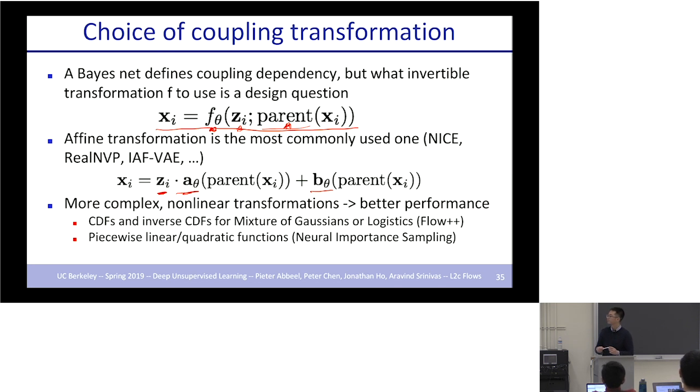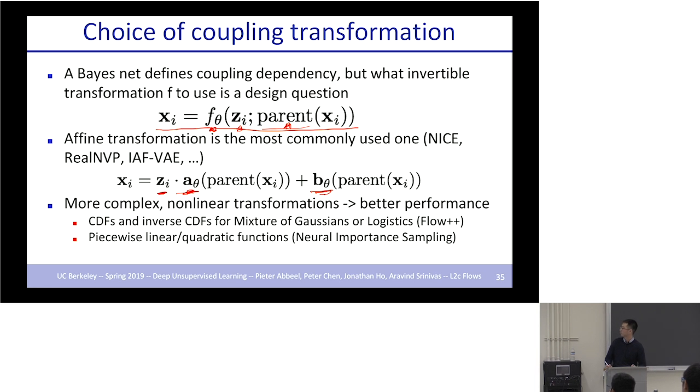But the second question, A and B don't need to be invertible? If this is always positive and this is whatever, then it's always invertible, right? The crucial thing is you don't need to invert back to the parent. You just need to invert between x and z. So as long as A is not, say, 0, then you can always invert it.